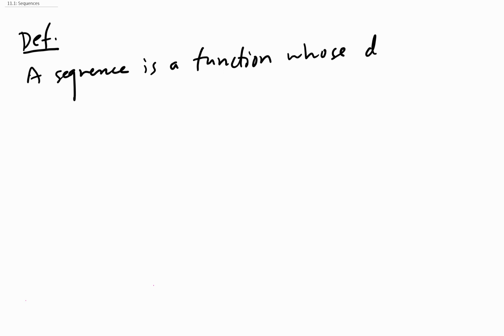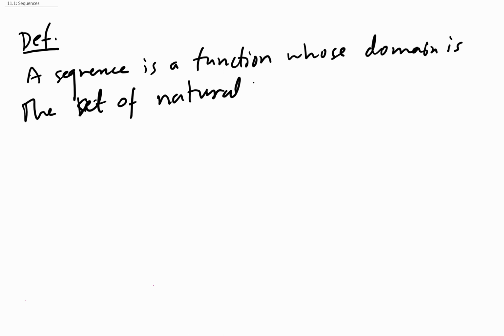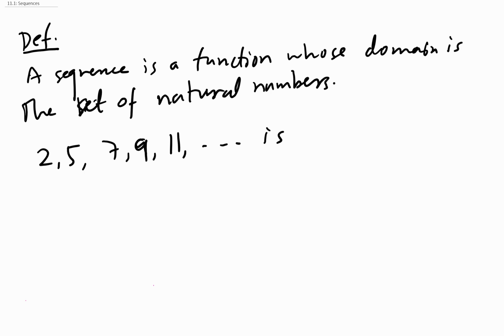What is a sequence? Back in elementary school, we defined it as a list of numbers. But in calculus, it is defined as a function whose domain is the set of natural numbers, or we call them counting numbers, starting at 1. So for example, 2, 5, 7, 9, 11, etc. This is a sequence.